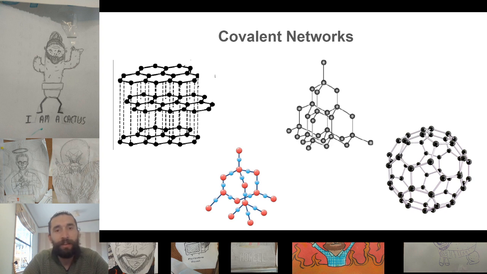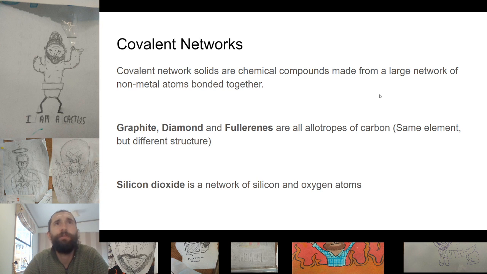Now, covalent networks are similar in a way to molecules because they have covalent bonds between the atoms. But these are going to be much larger. It's going to have hundreds and hundreds, millions of atoms connected together. So, covalent networks, they're always solids, and they're chemical compounds made from a large network of non-metal atoms bonded together, just like in a molecule.